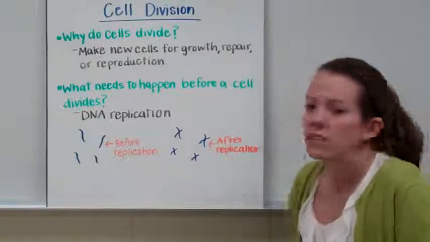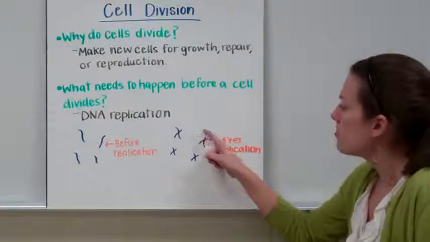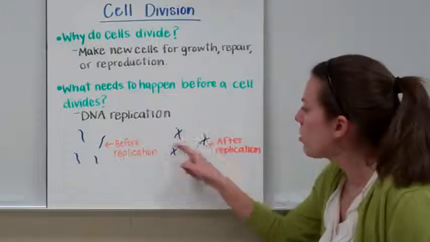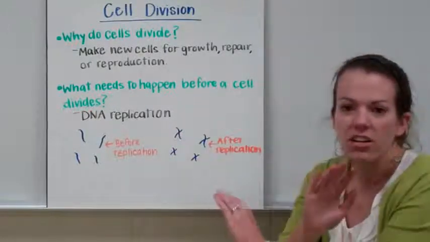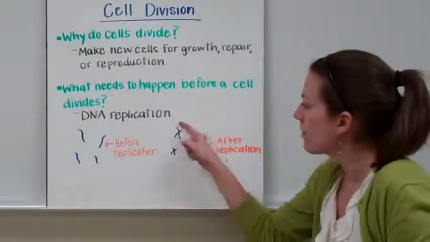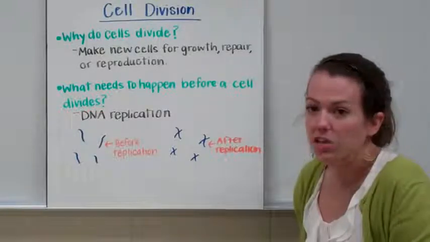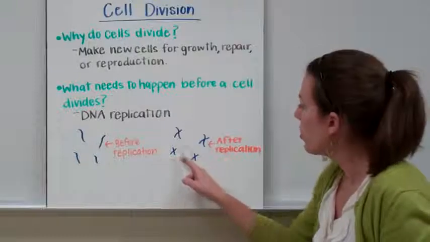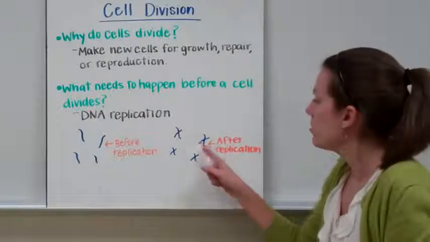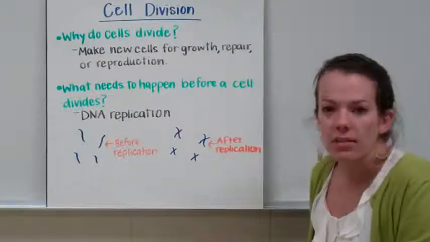Now, in order to figure out if a cell has replicated its DNA, you want to look for chromosomes that look kind of like an X. These still count as one chromosome each because they are attached to one another. Whenever the chromosomes are attached to one another, that counts as one chromosome. So we have 1, 2, 3, 4 chromosomes before replication, and 1, 2, 3, 4 chromosomes after replication. The difference is that these chromosomes are now double chromosomes. They have a replicated strand of DNA next to them.